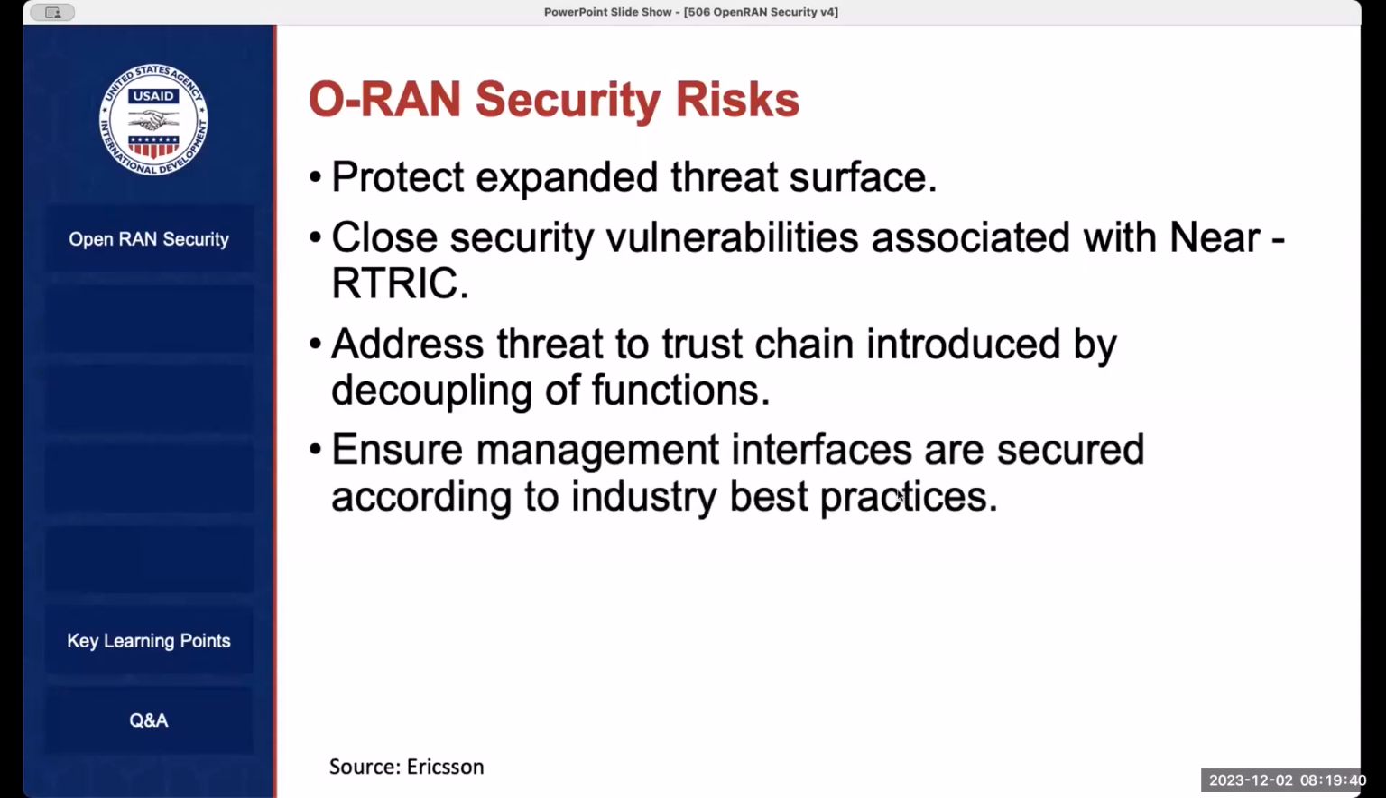Okay. Next, we also want to ensure management interfaces are secured according to industry best practice. And well, the best way to do it is whitelisting on each and every interface. And if you could have some components of application-based filtering, let's say a web application firewall, since a lot of this would be web-based API calls.